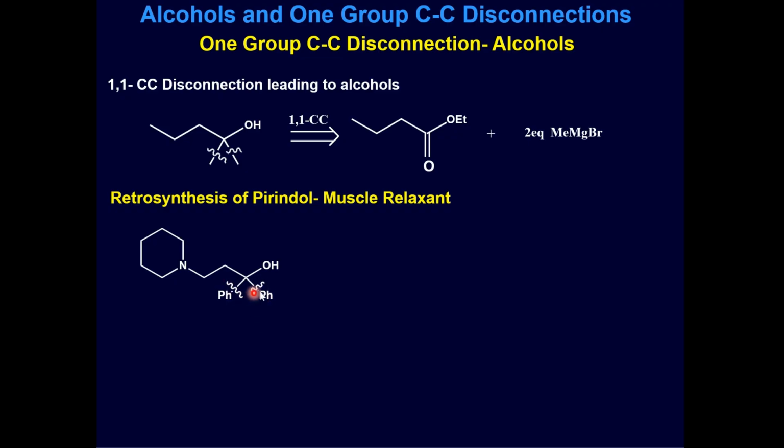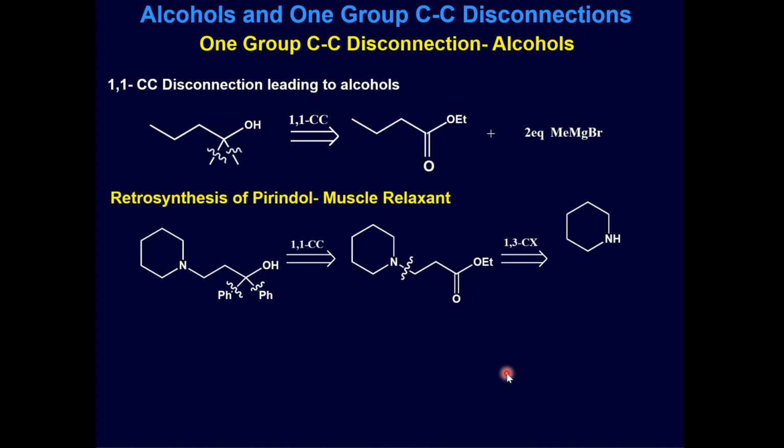I do one disconnection. One part will be the corresponding ester. I'll do the 1,1, 2, 3. At the third position, there is a piperidine ring. I do a C-X disconnection, 1,3 C-X disconnection. One of the reagents will be piperidine. Another reagent will be an alpha beta unsaturated ester.